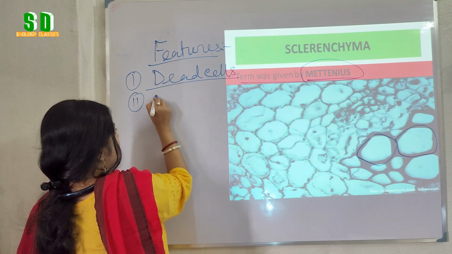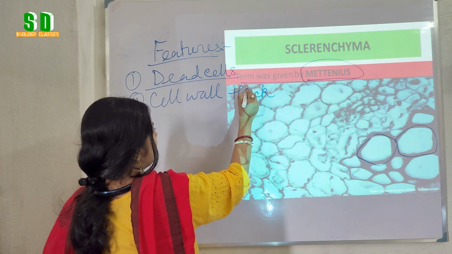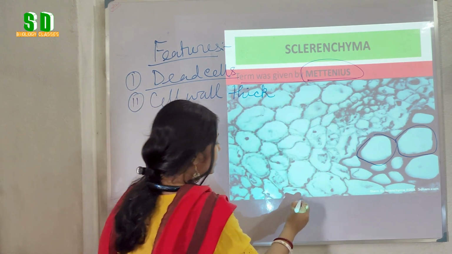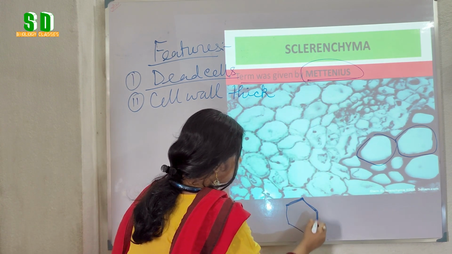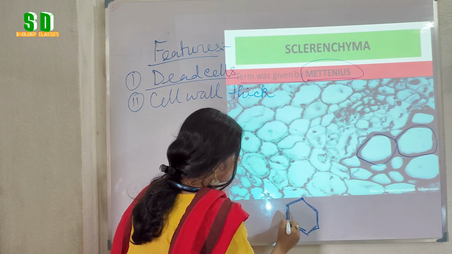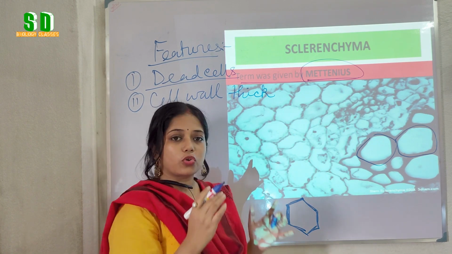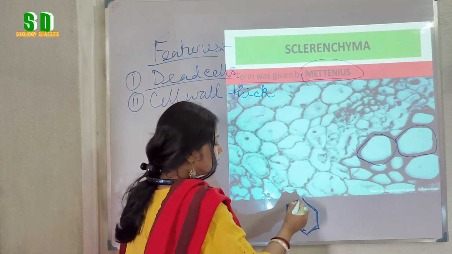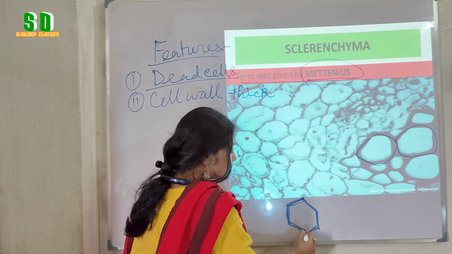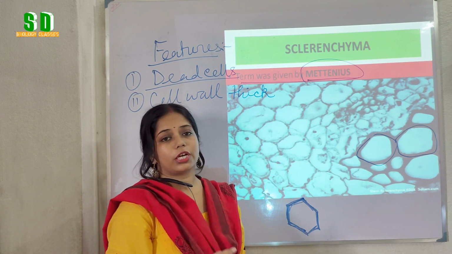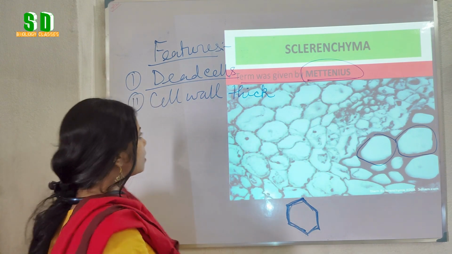And second thing is that the cell wall is very thick, and similar thickness is found throughout the cell wall. In case of collenchyma, the cell wall is thick but only at the corner of the cells. But here we will see that the cell wall is thickened in a similar way throughout the cell wall.